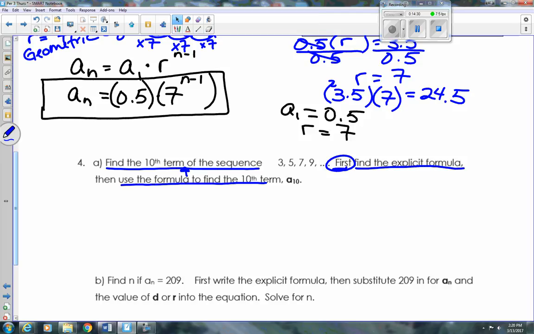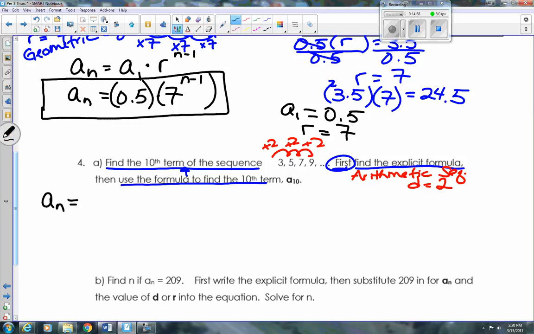So I need to figure out, well, what kind of sequence do we have? 3 to 5, 5 to 7, 7 to 9. I think it's pretty clear. We're adding 2 each time. That means that we have an arithmetic sequence. And we have a common difference value that we're adding, and that's 2. So I'm going to write my formula first, and I'm going to use that a subscript n equal to a1 plus n minus 1 times d.